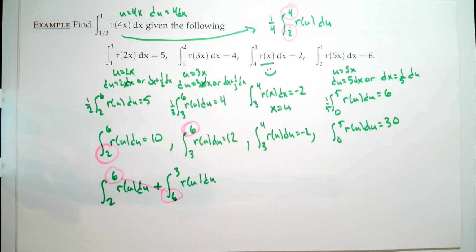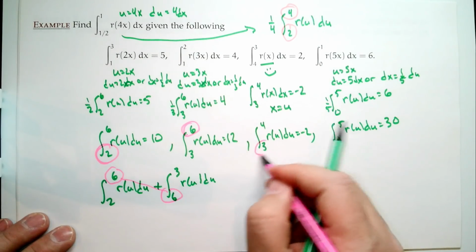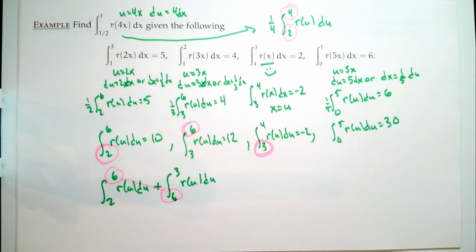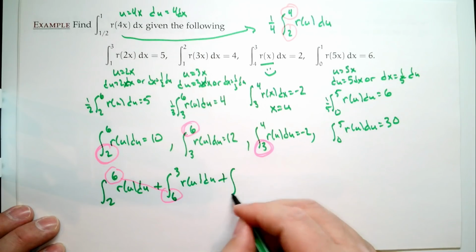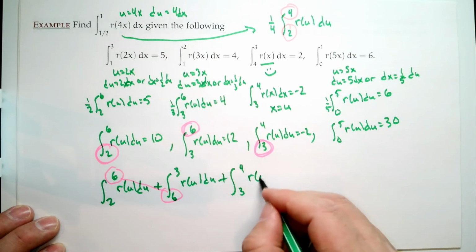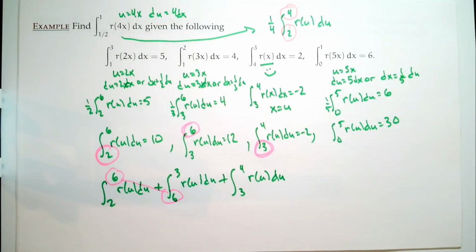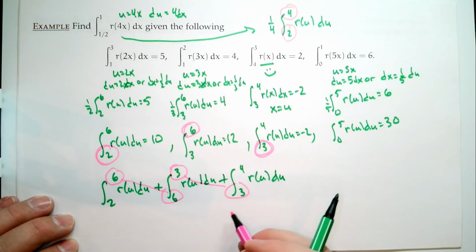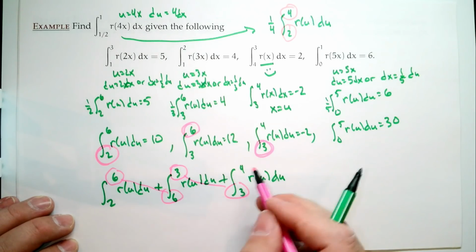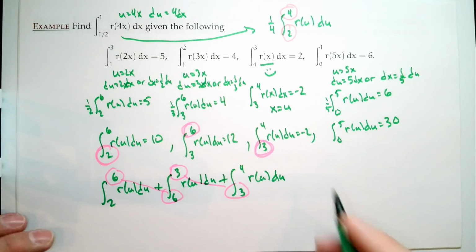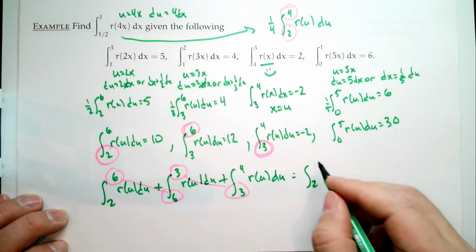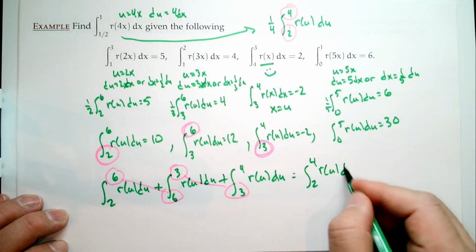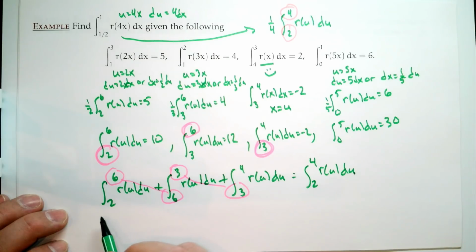All right, now what? Well, I say, does anything have a 3? And there is something that has a 3 right there. So I'm going to add integral 3 to 4 of r of u du. And now, why do I like this? Because these bounds match. So 2 to 6, 6 to 3, 3 to 4 is the same as 2 to 4. So this is equal to the integral from 2 to 4 of r of u du, which is really what we're after.